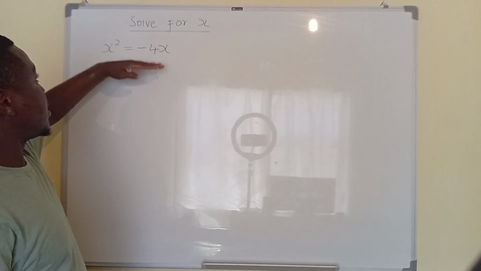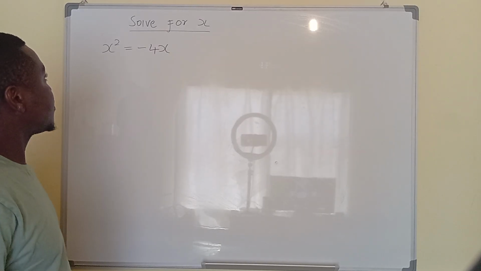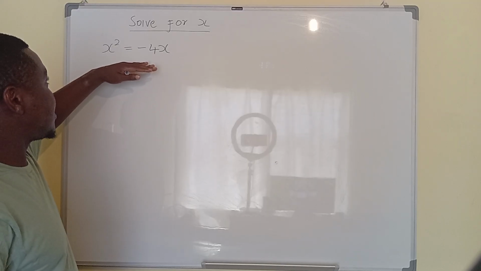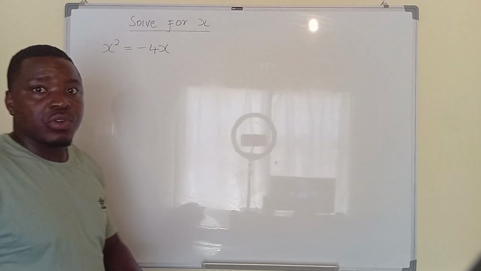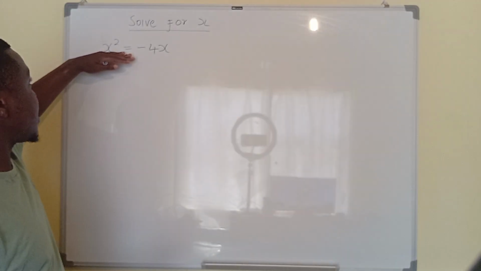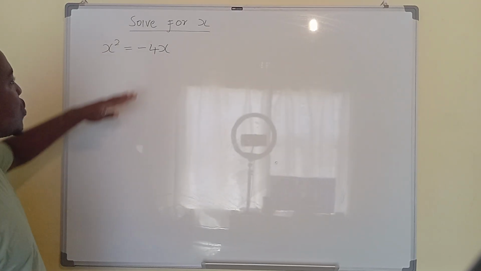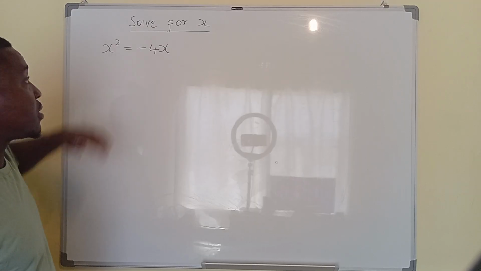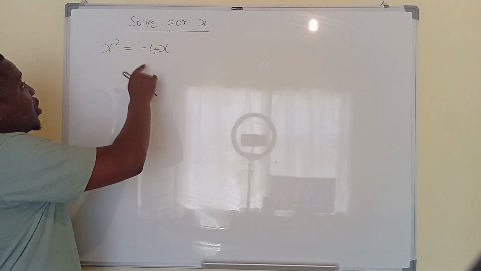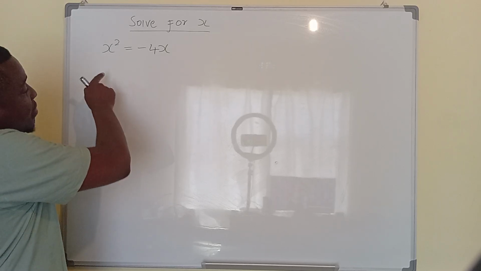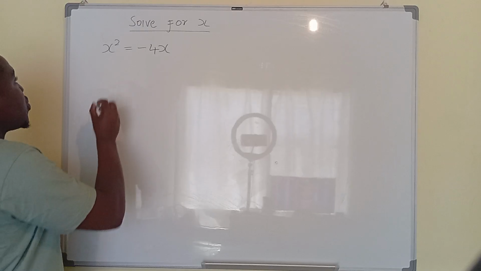Looking at this solve for x equation, it is easier and much simpler to solve it. What we'll do is x squared is equal to minus 4x. When it is like this, what you do is try to bring the minus 4x to the left hand side of the equation. What you will do is this.